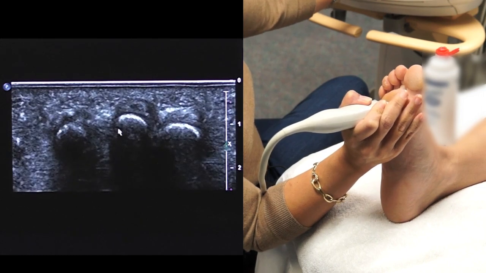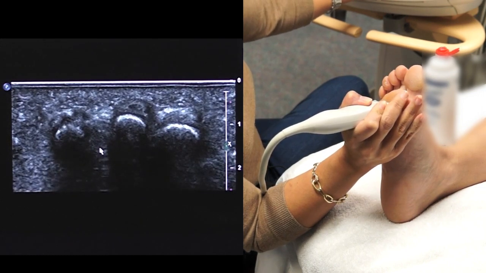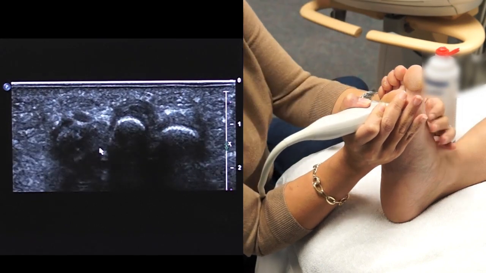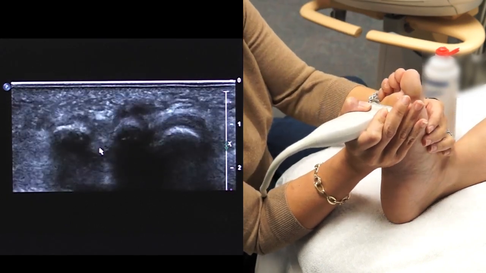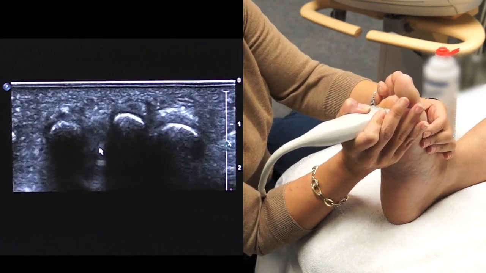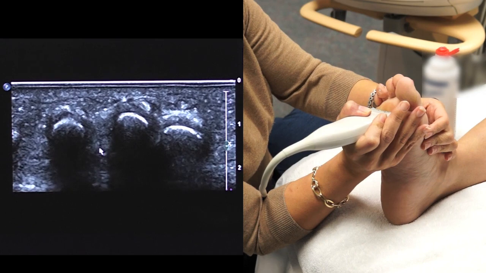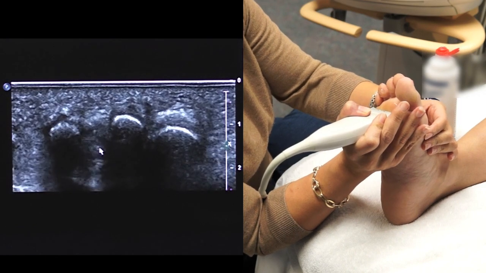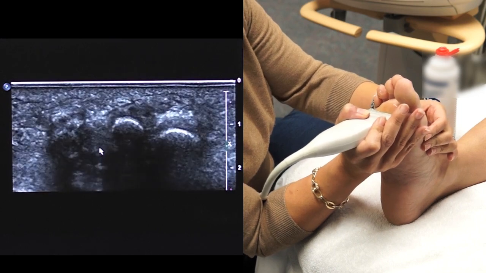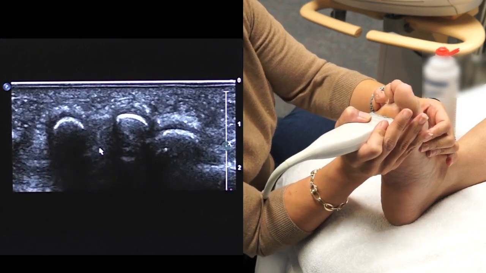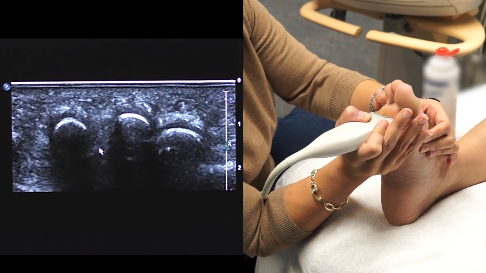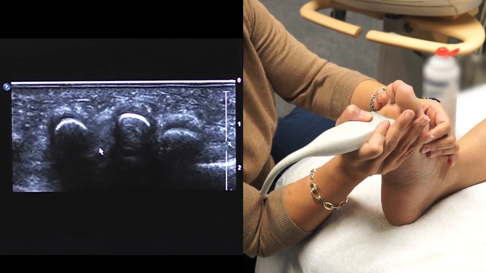Okay, now oftentimes you can't really see well in these spaces, so one thing you can do is while you're scanning with one hand, you can press from the other side, from the top of the foot, and this does a couple of things. One, it pushes the metatarsal heads away from each other, but it also brings the intermetatarsal structures closer to the transducer. So you can see that there's nothing sitting in this space right here. You see the fat in the intermetatarsal space.